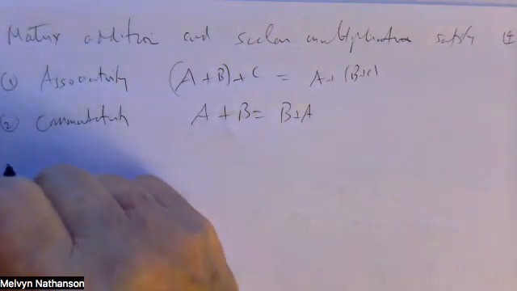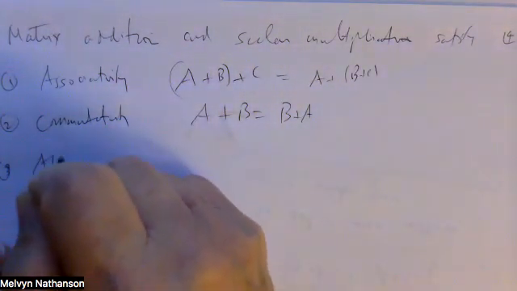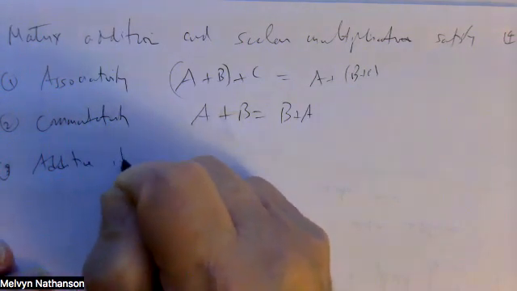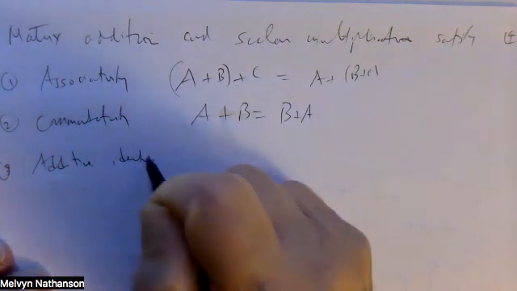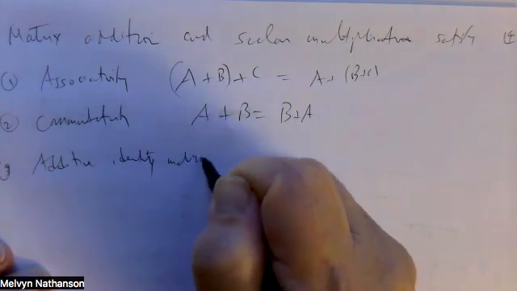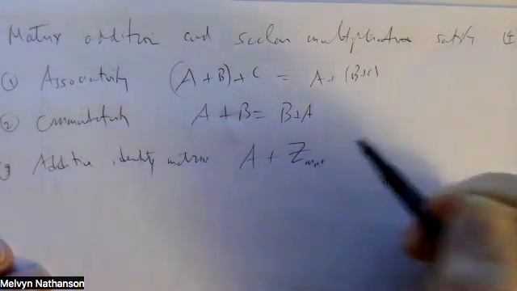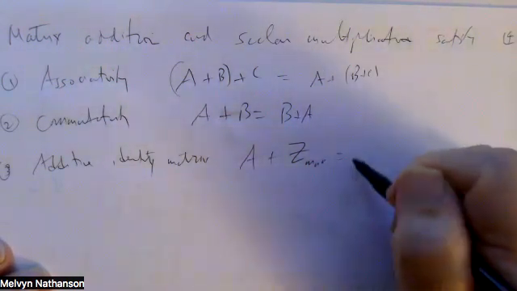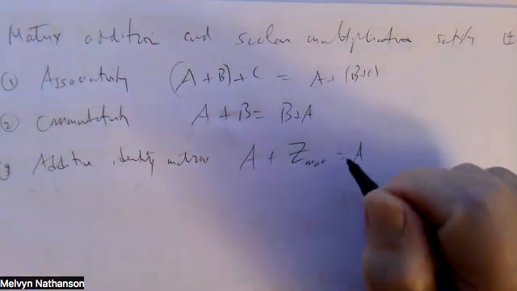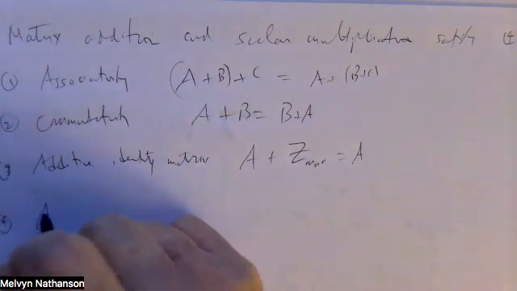And there's an identity matrix. Take A plus the 0 matrix. These are m by n matrices. You just get back A. And there's an additive inverse.